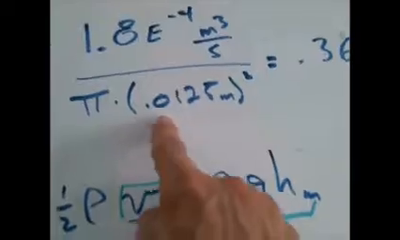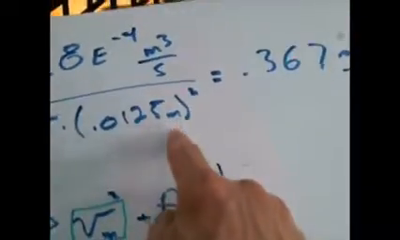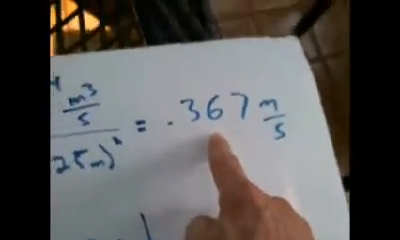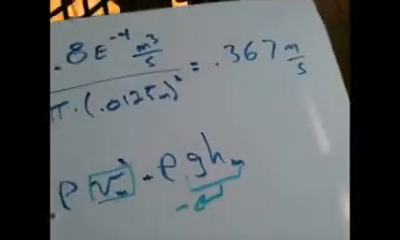Please don't use centimeters. We'll put it in meters for this particular question, because that's in meters. So throw it into meters. Don't forget to square it. That's the speed of the water in the left side of that pipe. All right, so it's going that many meters per second, 0.367 meters per second. Okay, so there's the first step.